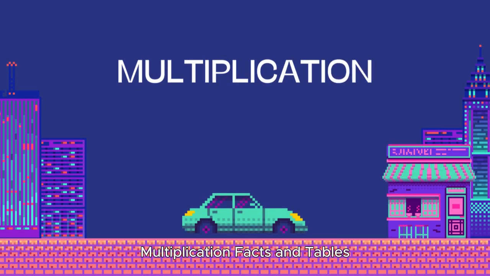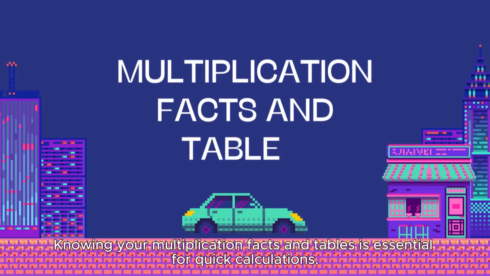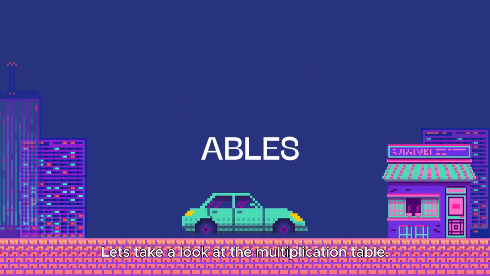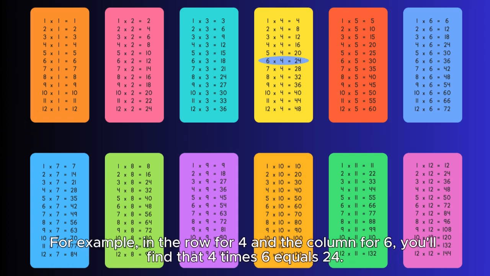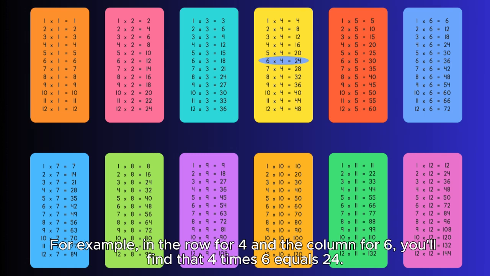Multiplication facts and tables. Knowing your multiplication facts and tables is essential for quick calculations. Let's take a look at the multiplication table. Learning the multiplication table helps you quickly find the product of any two numbers from 1 to 12. For example, in the row for 4 and the column for 6, you'll find that 4 times 6 equals 24.